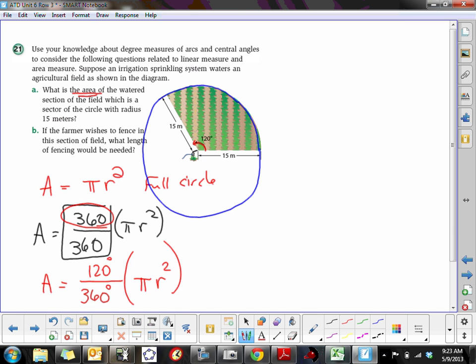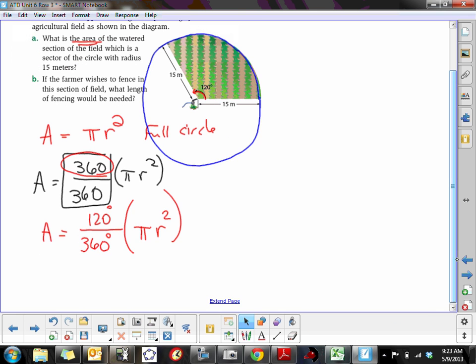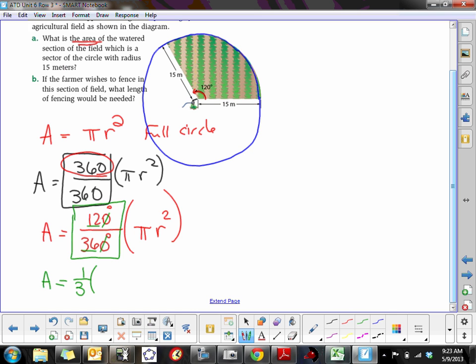So this part here, the 120 over 360, is going to tell us the fractional part of the circle that we're going to find the area of. And if we reduce that, since they're both divisible by 10 and they're both divisible by 12, it'll give us basically a third of the area of an entire circle. So we only want a third of it. The only other thing that we need to know is that its area is based on its radius. So its area has to equal 1/3 of pi times the length of the radius, which is 15 squared.